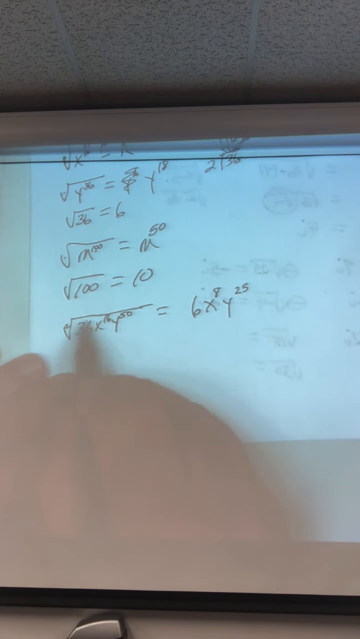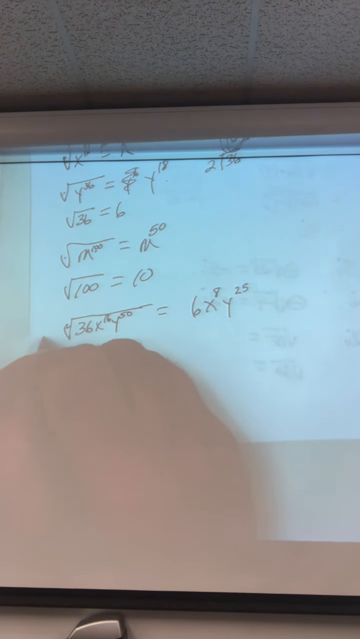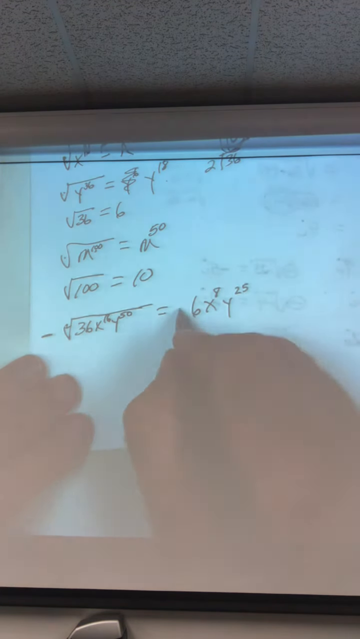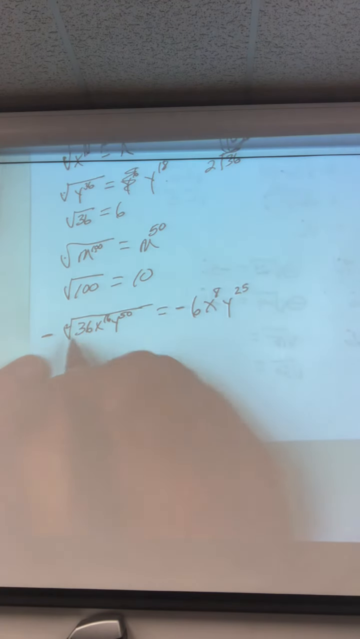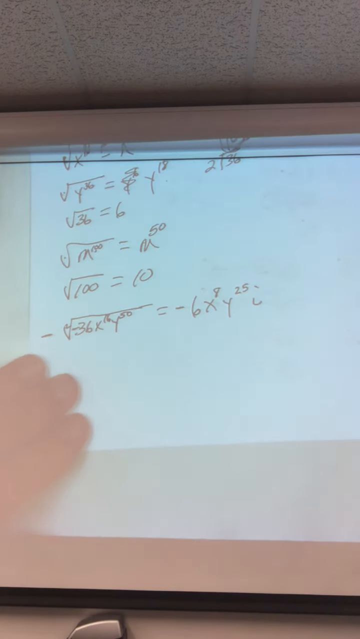So you don't do numbers the same way you do exponents. Now, if there had been a negative out here, what would I put over here? I'd have a negative. If there had been a negative under here, I'd put an i on my answer. And that takes care of the negative underneath.